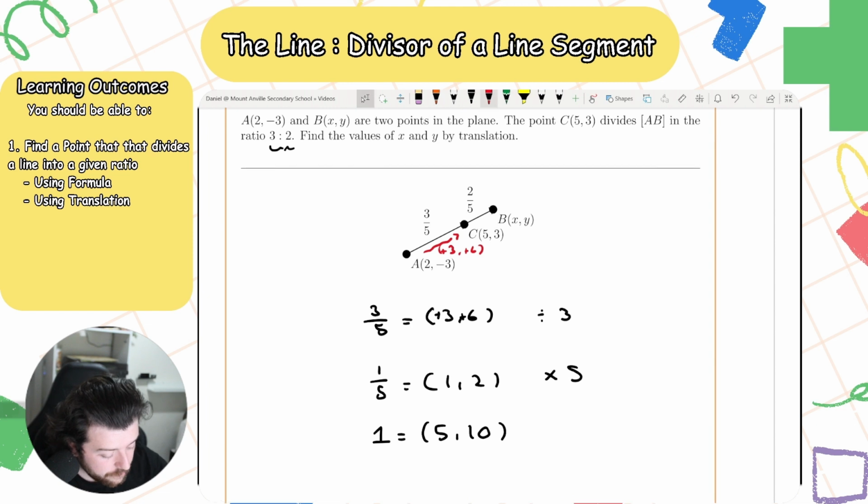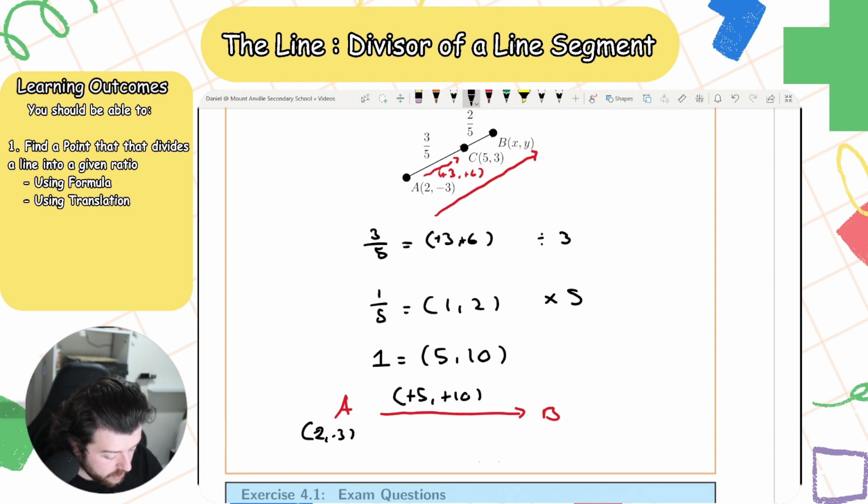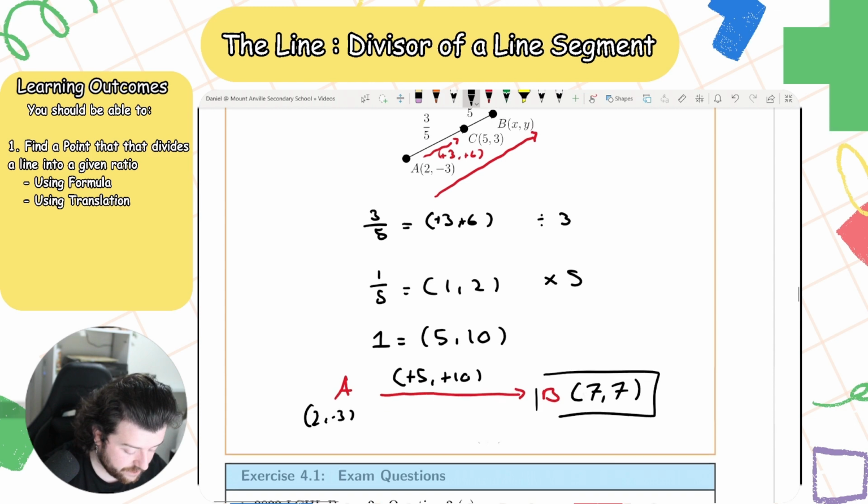So actually, my whole translation from A to B is going to be plus 5, plus 10. So my starting point is (2, -3). And my ending point would be 2 plus 5, which is 7, and then minus 3 plus 10, which is 7. So my end point here is going to be (7, 7).